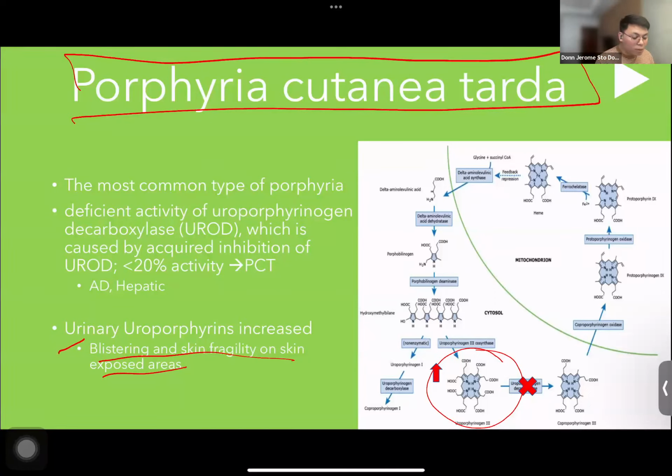Please remember that you'll only present with this condition once the enzyme activity is less than 20%, no? Very efficient po ang uroporphyrinogen decarboxylase. Kapag 30, 40%, no, still you will not present. Only when less than 20%.